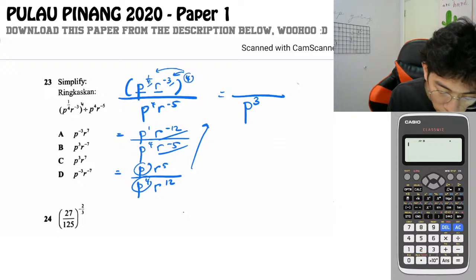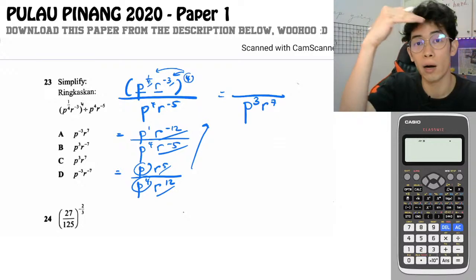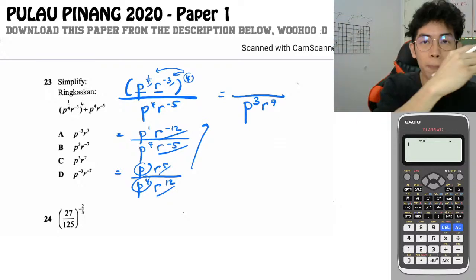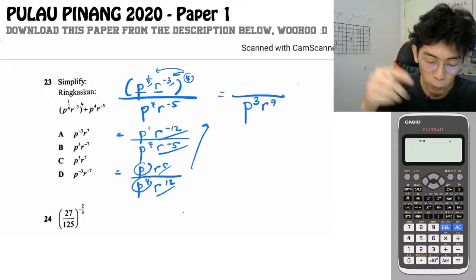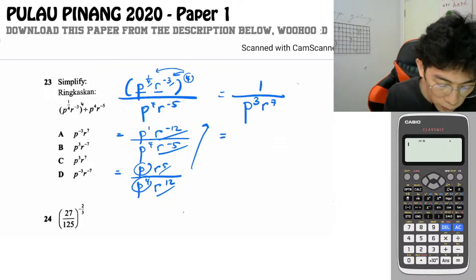So for R5 and R12, you know you get R7 because on top of that there is 5 of them R, and the bottom part you have 12 of them. So you just cut 1 by 1, you left 7 of them. So your answer is supposed to be this, you know. But you notice that, oh, there's no answer there.